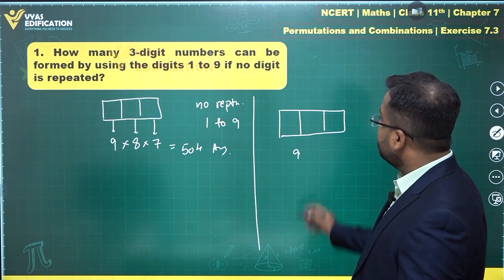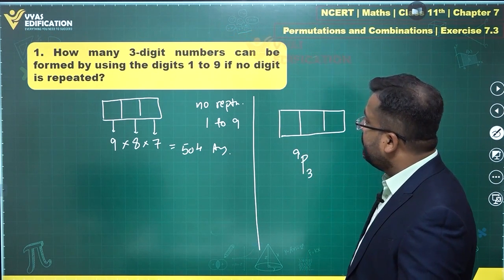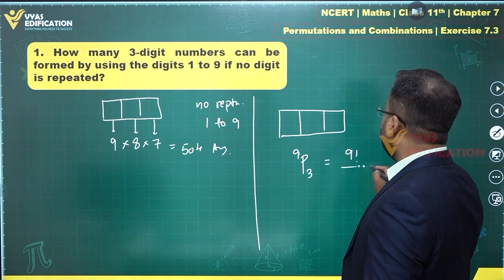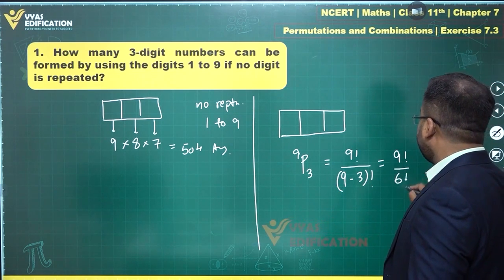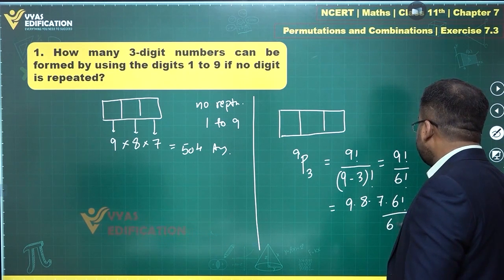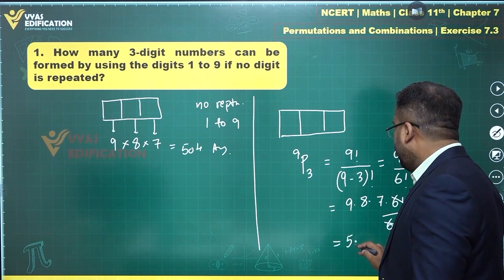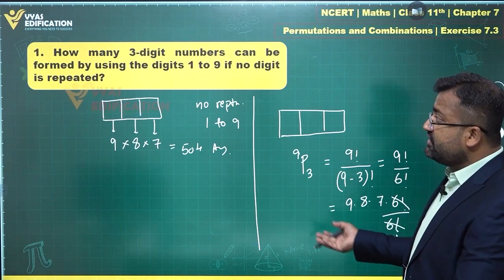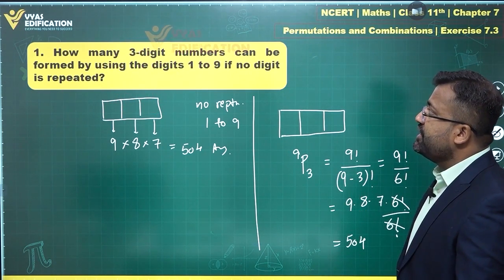So how many 3-digit numbers? We have to permute 3 out of these 9. This is 9P3. And 9P3 is equal to 9 factorial over 9 minus 3 factorial, which is 9 factorial over 6 factorial. This is 9, 8, 7, 6 factorial over 6 factorial. This goes. And we get that exact same thing, which is equal to 504. That's the alternate approach, which you may be interested in knowing since this is an exercise based on permutation. So how do we use permutations? This is how we use permutations over here.